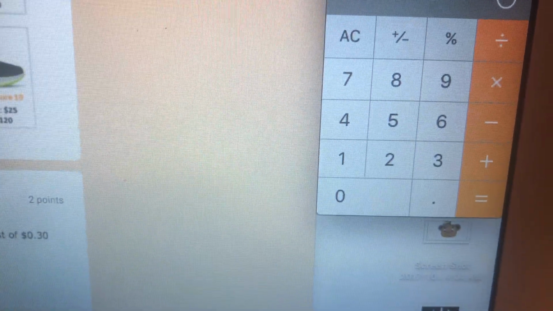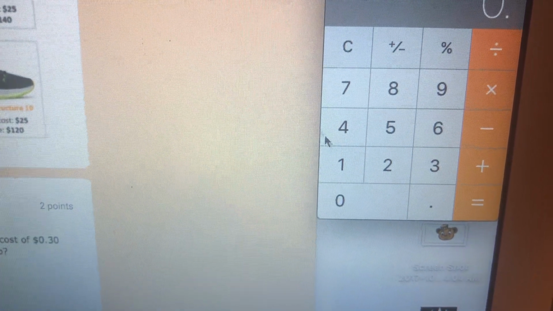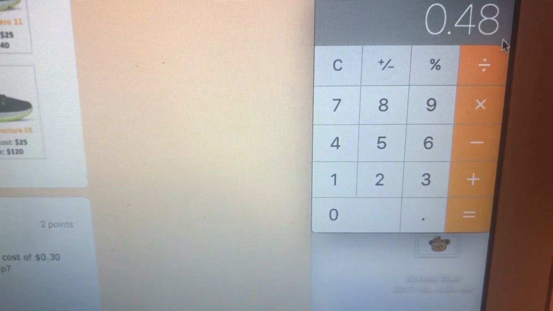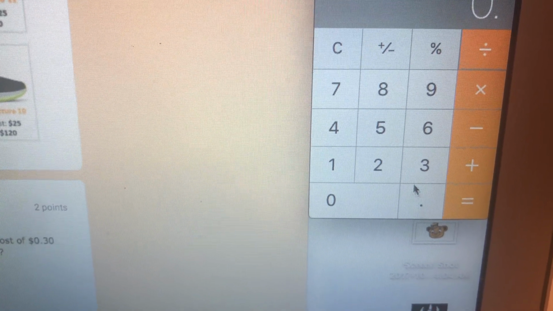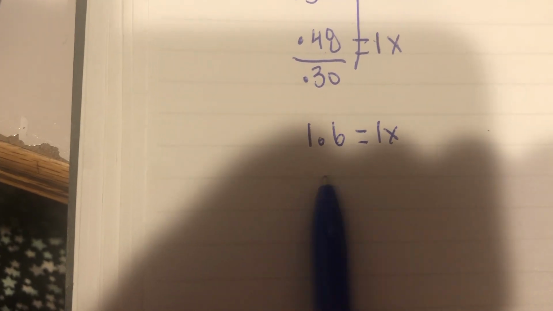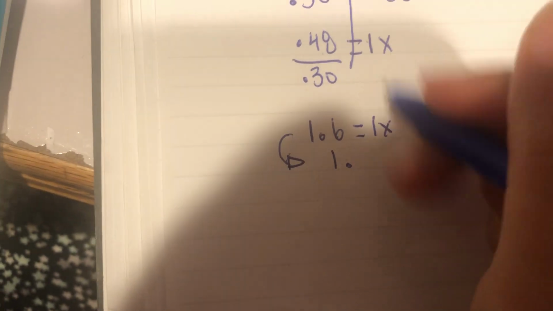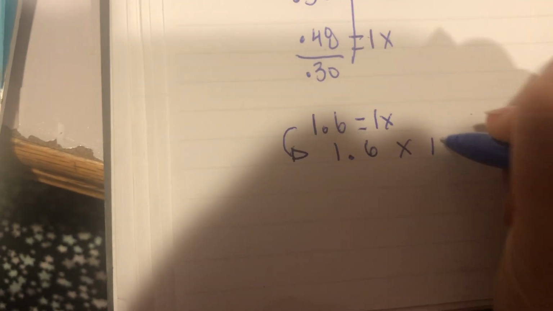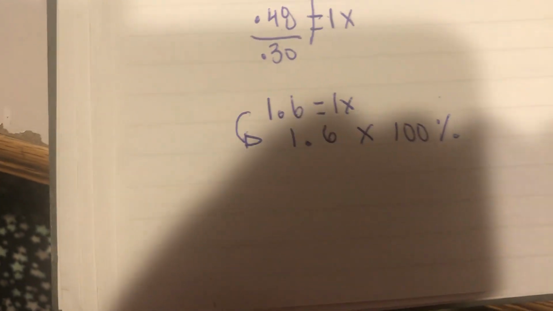So now, when I type this into my calculator, I'm going to put 48 hundredths divided by 30 hundredths. And what you get is 1.6. Okay, so here we get 1.6, or 1 and 6 tenths, equals 1x. But we want to convert this decimal into a percent. So I'm going to go ahead and put 1.6 times 100 to find the percentage.